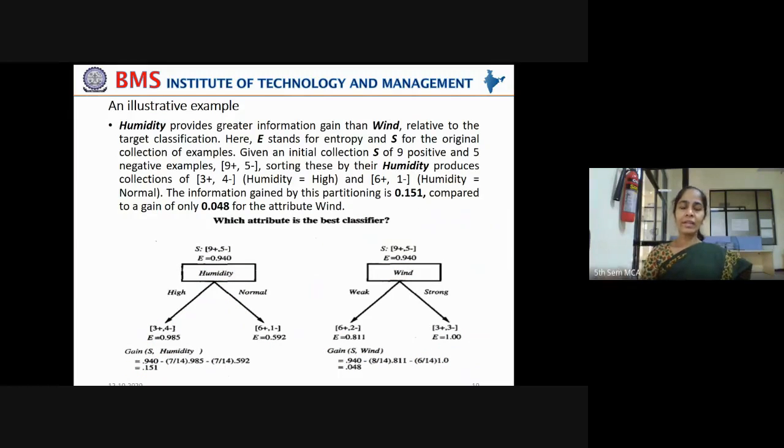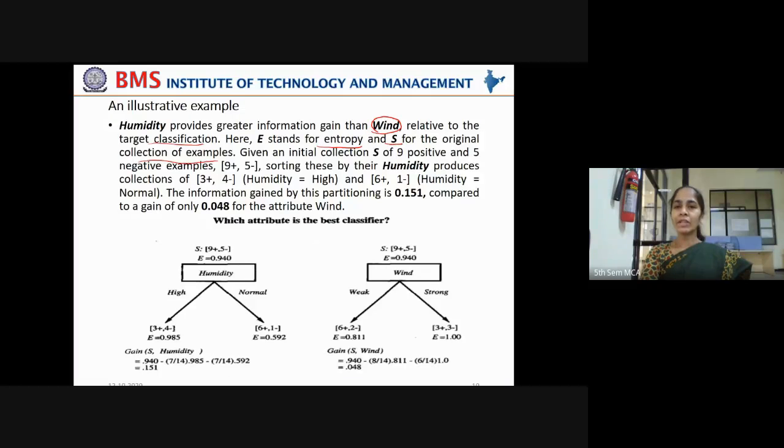Now let us see how this tree is iteratively built further. Now humidity provides greater information gain than wind. That is what you have answered. Relative to the target classification. Now here E stands for entropy and S for the original collection of examples. So you are very comfortable with the terminology, right? E is the entropy, S the original collection of examples.